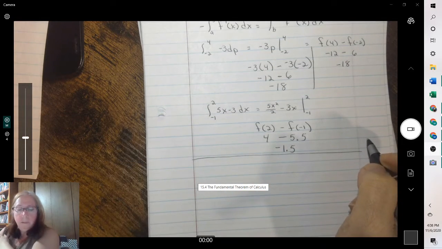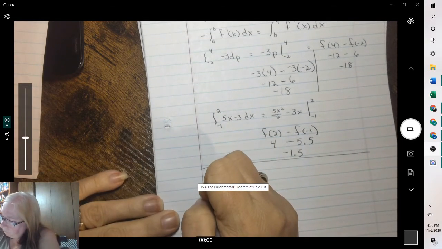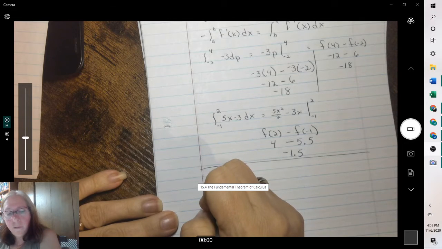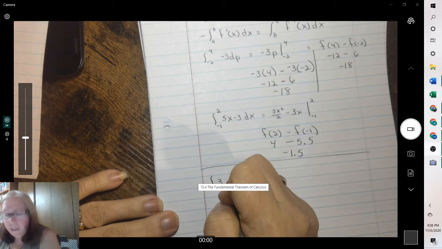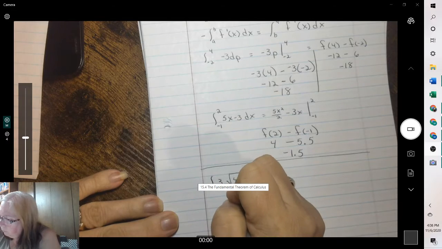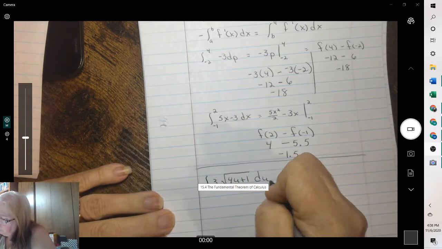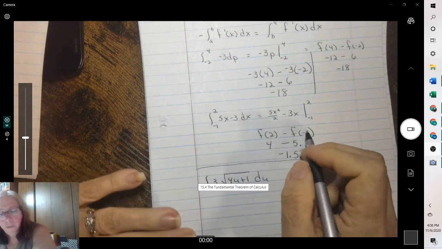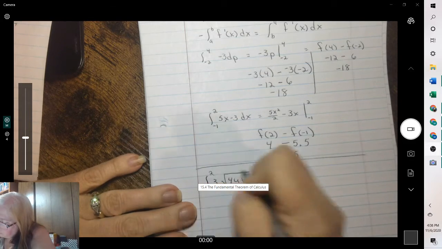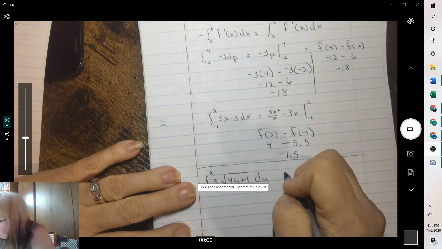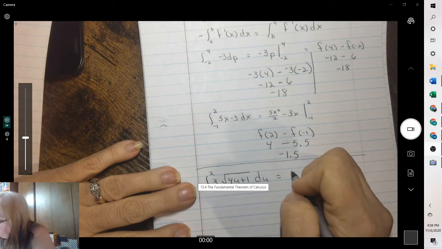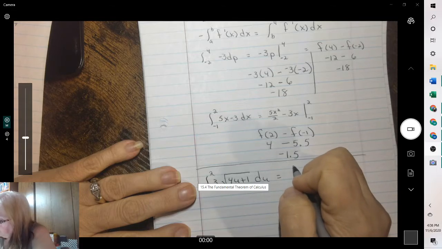Try another one. The integral of 3 square root 4u plus 1. And we're going from 0 to 2. So I plug that in, taking the integral. Well, we have to rewrite that, right, as a 1/2.